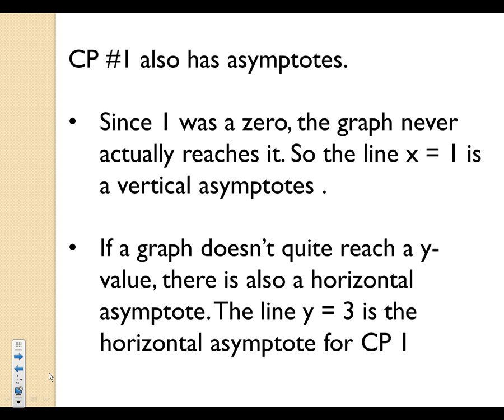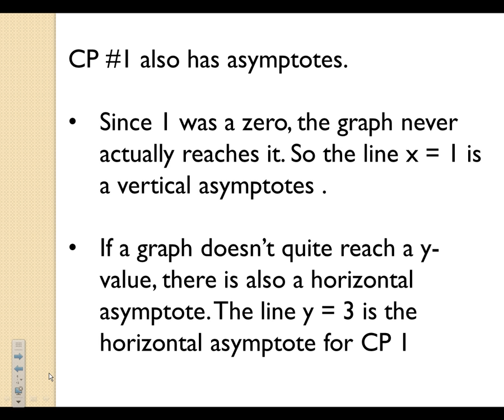Here we go. Checkpoint number 1 also had some asymptotes. Asymptotes are lines that our graph approaches but never actually touches. If you think back to Algebra 2, this term should ring a bell. Since 1 was a zero in that checkpoint number 1, the graph is never going to actually reach it. It will near it closer and closer but never reach it. So the line x equals 1 is called a vertical asymptote.